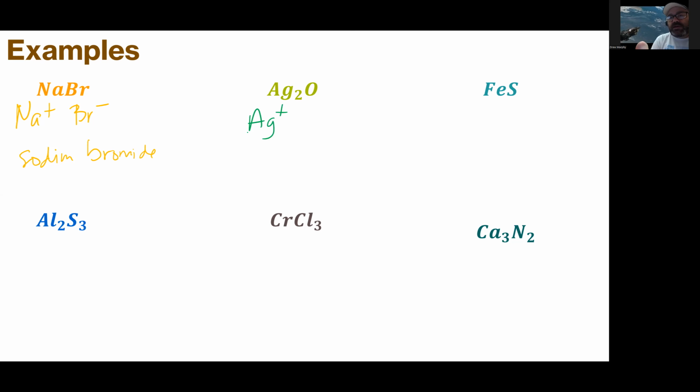So there's a silver plus. We have an O2 minus. This is silver. O2 minus is oxide, right?